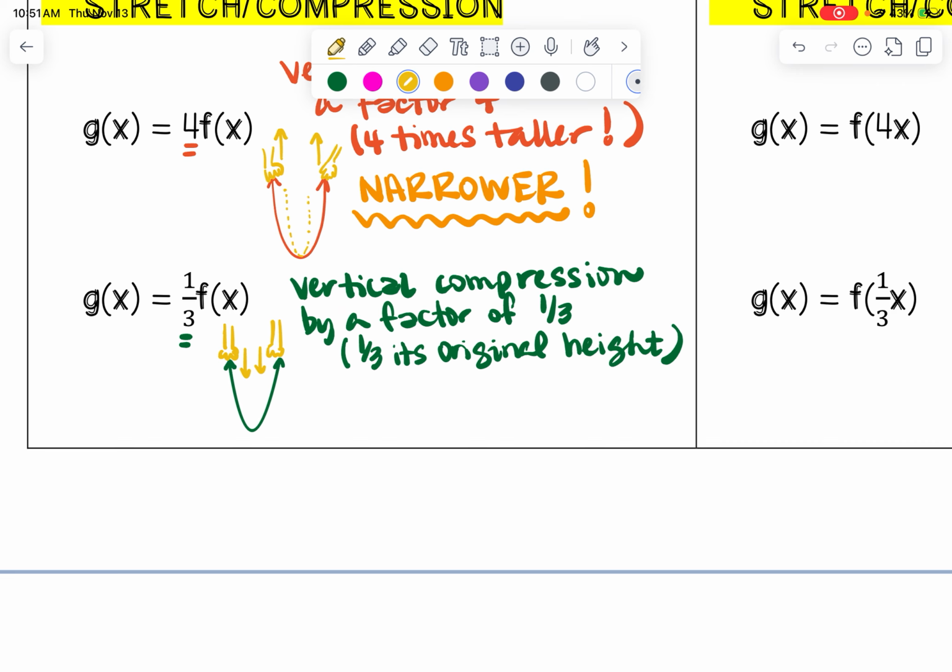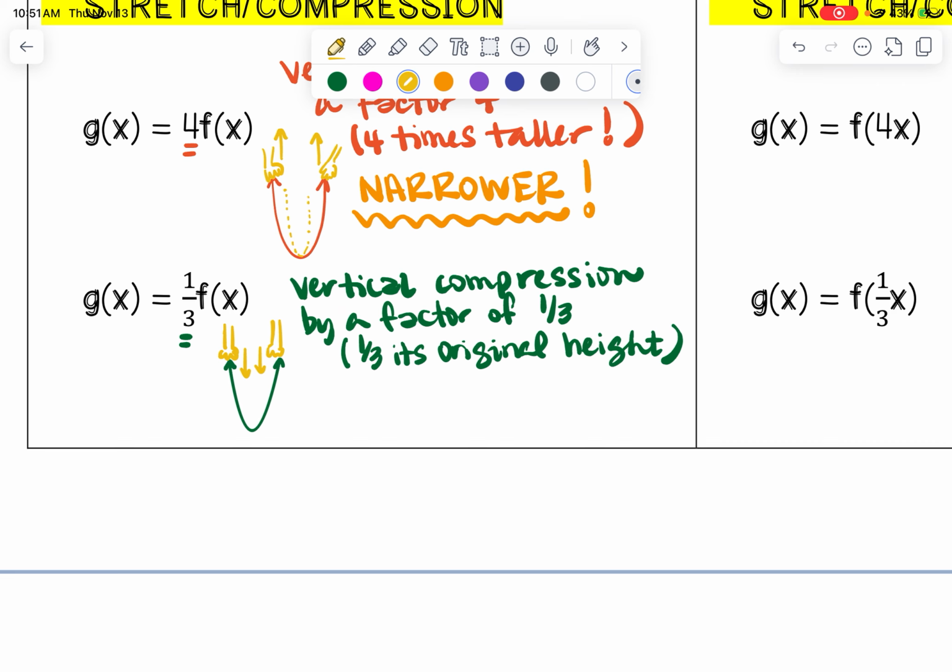And so that is going to be the effect, right? It's going to give me a wider graph. And that's the verbiage that they're going to use on your STAAR test usually. They might say vertical compression, right? But most of the time they say what happens to the parabola, and they'll say it gets wider, okay? All right, hoping that makes sense.